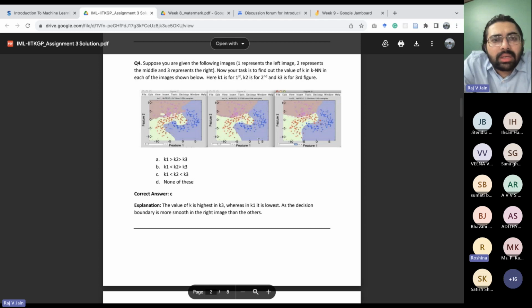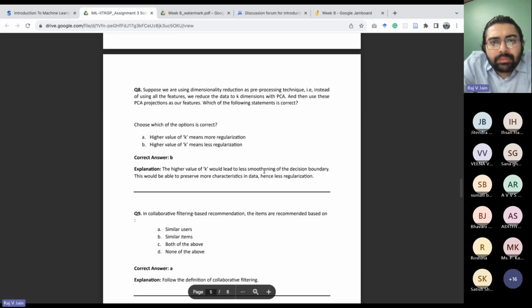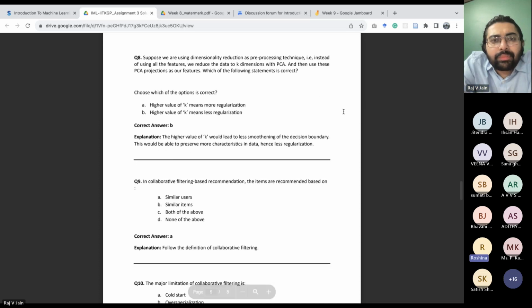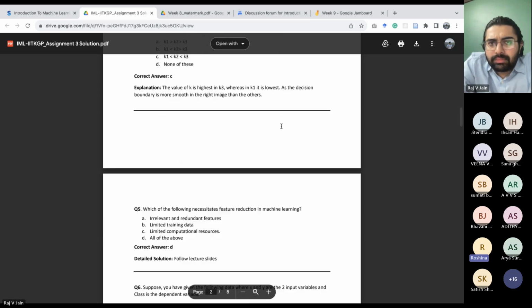So question number 8. In the explanation, it's written that a higher value of k would lead to less smoothing. So I was confused. But these are different things we're discussing, no? This is PCA, right? That is KNN. Yes. And seeing the graph, I couldn't identify which one is smoother.